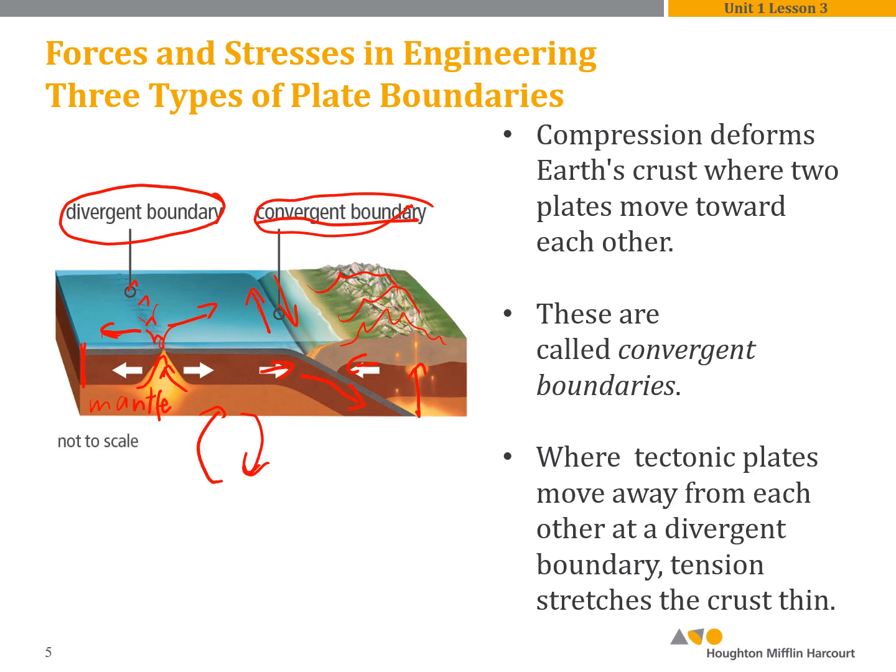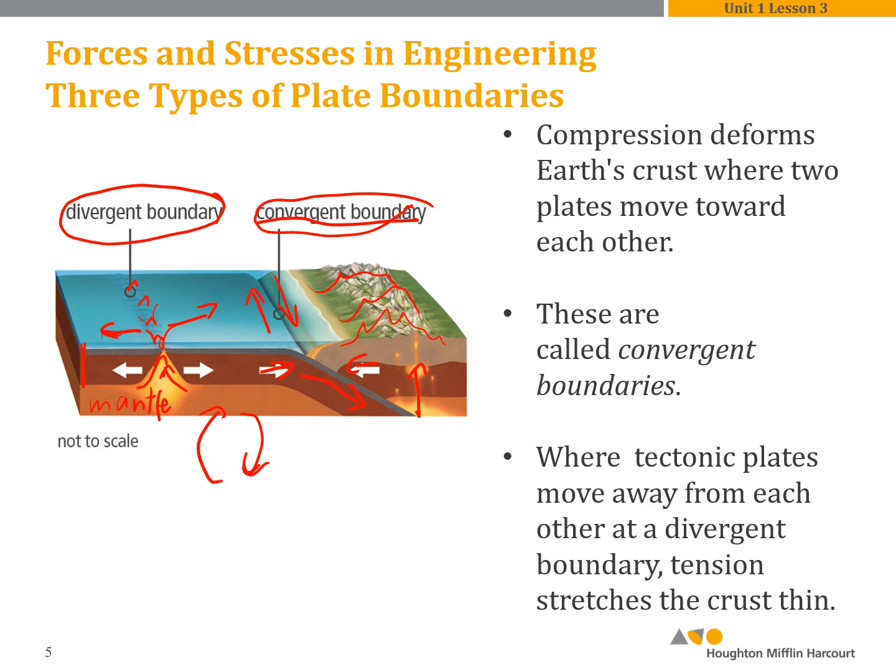They would move anti-parallel to each other. So if one is moving north, the other one is moving south. They slide past each other. So convergent, they come together, that's compression. Divergent, they pull apart, that's tension.